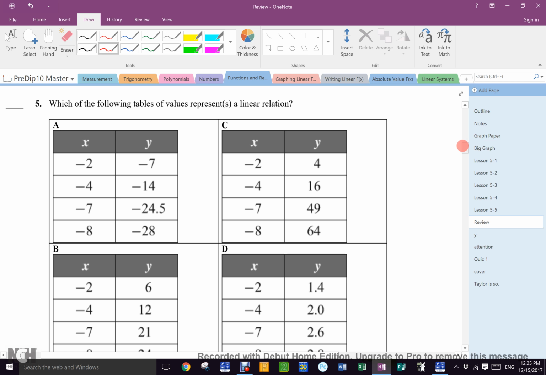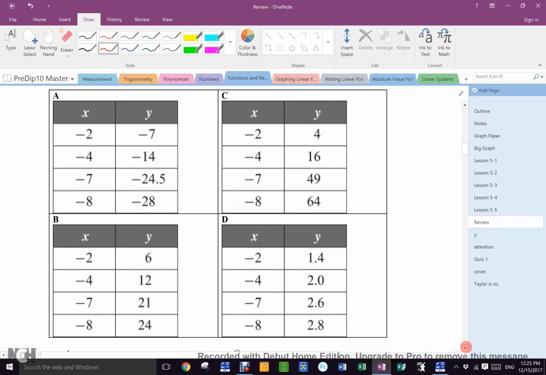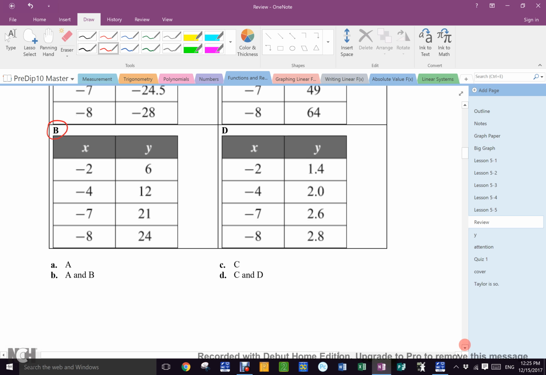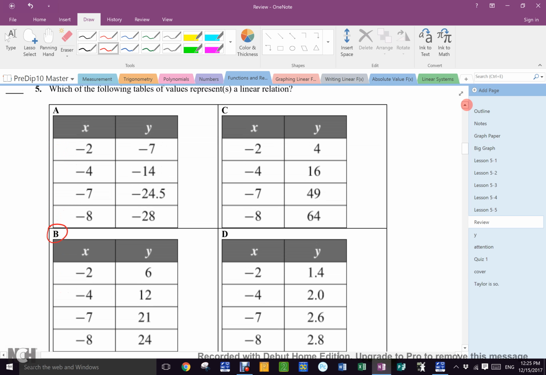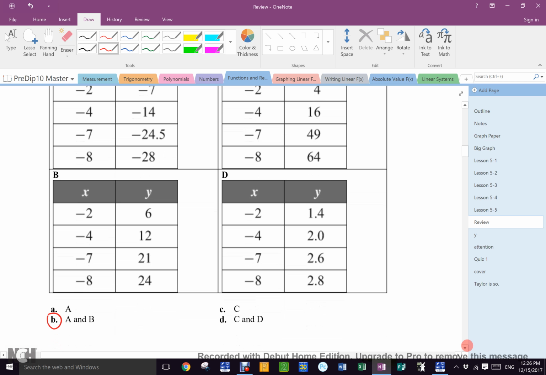Which of these is a linear relation? The letter B. This one. Yeah. No. It's A and B. It's B. Yeah. All right. That was way harder, because if any other one didn't include B. This one's C. B works. There's only one that has B in it. It's C.